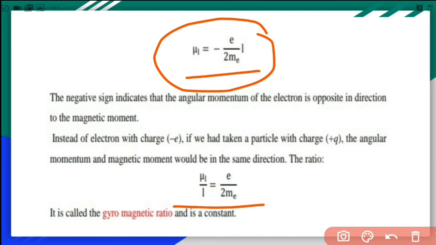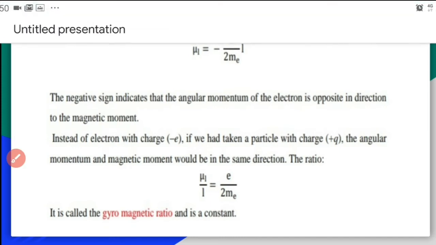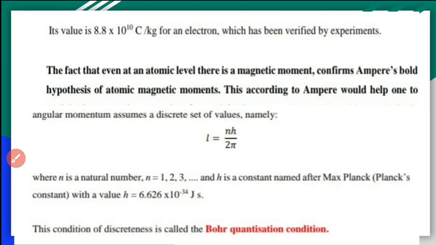Here we deal with only magnitude while defining gyromagnetic ratio. So what is the value of that gyromagnetic ratio? That ratio is 8.8 into 10 raised to 10 coulomb per kilogram for an electron, and it has been verified by experiment.